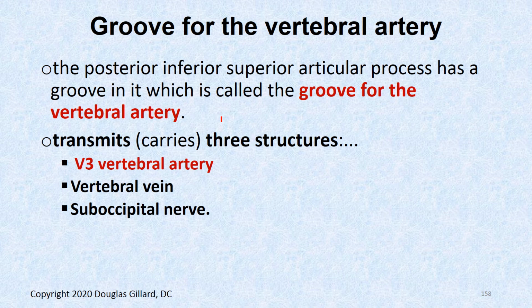Right, so there's that groove for the vertebral artery. It's officially on the posterior inferior surface of the articular process. And who cares about the groove? Because boards and me, we like questions about what travels in a groove or what comes out of a hole. And there are three things that are transmitted. What does that mean, transmitted in this groove? It means carried or run within this groove. So the V3 of the vertebral artery, make sure you know the parts, we covered those last time. The vertebral vein and the suboccipital nerve, which is the dorsal ramus of the C1 spinal nerve.